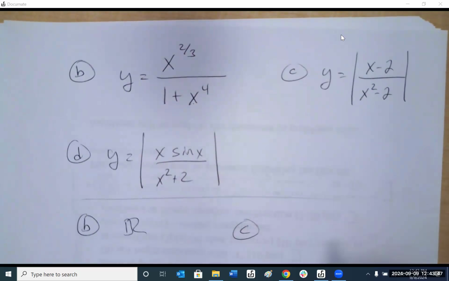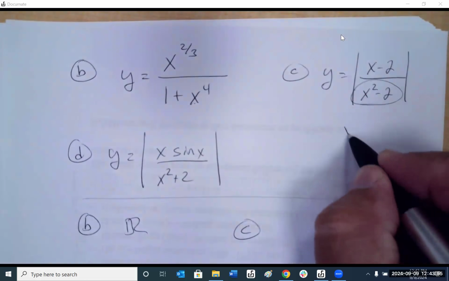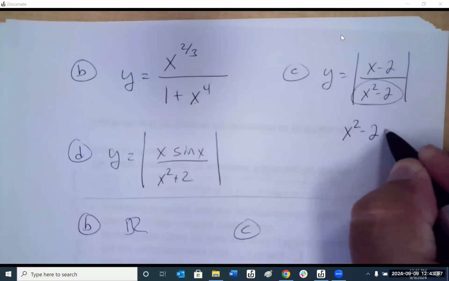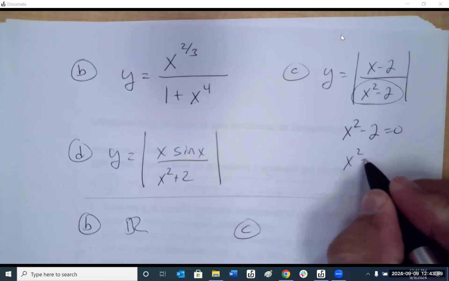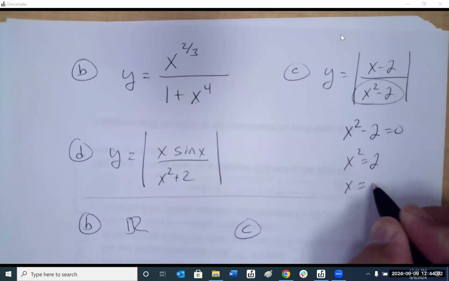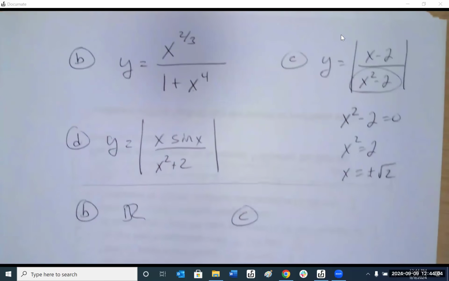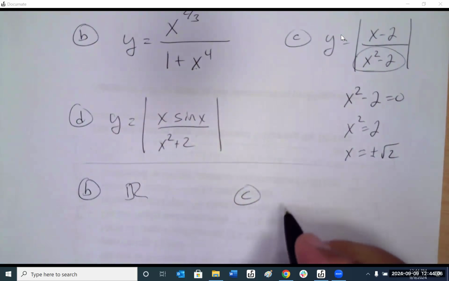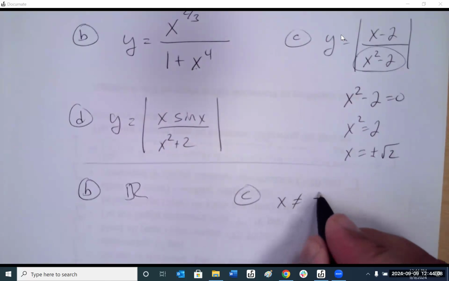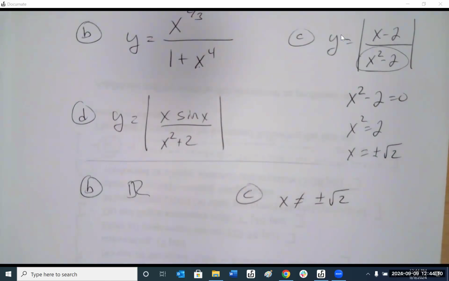C is continuous. Again, we look at the bottom number. The only one we can't have is a zero. What would make it equal zero? As long as x does not equal plus or minus radical 2, it's okay.